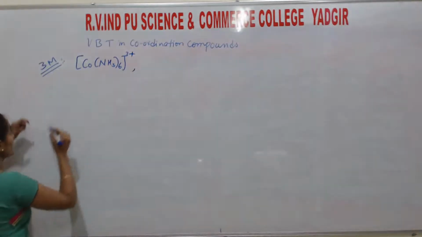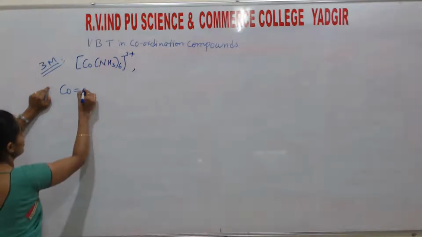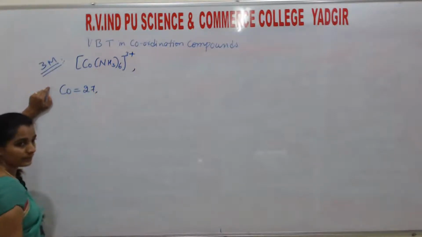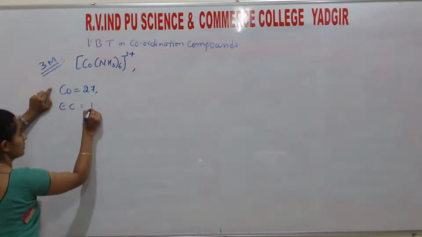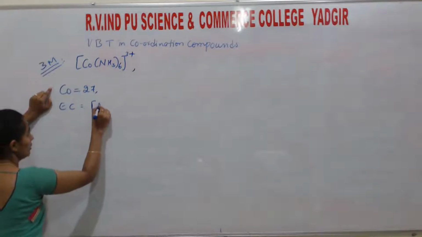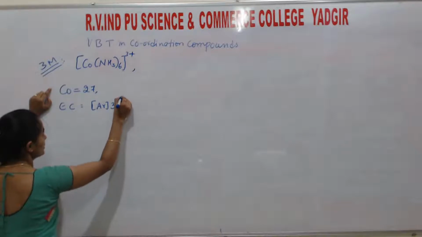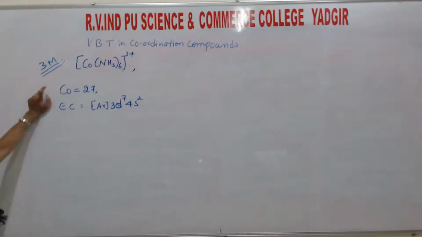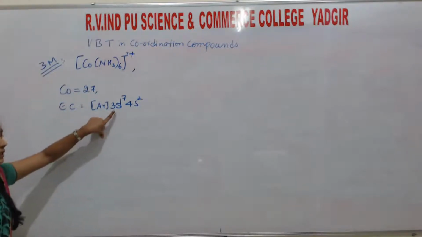So, first, consider Co. The atomic number is 27. Then its electronic configuration: atomic number of cobalt is 27. Its electronic configuration is argon 3d7 4s2.